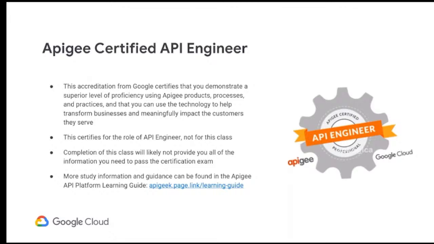Apigee has only one certification right now. Previously they had two, API level one and level two. Now it is only Apigee Certified API Engineer, and this provides you a better opportunity for job growth. If you have an Apigee certification, then in the market your value will increase as an API expert. You can easily get into a project for Apigee, or if you are looking for another job, you can do that.